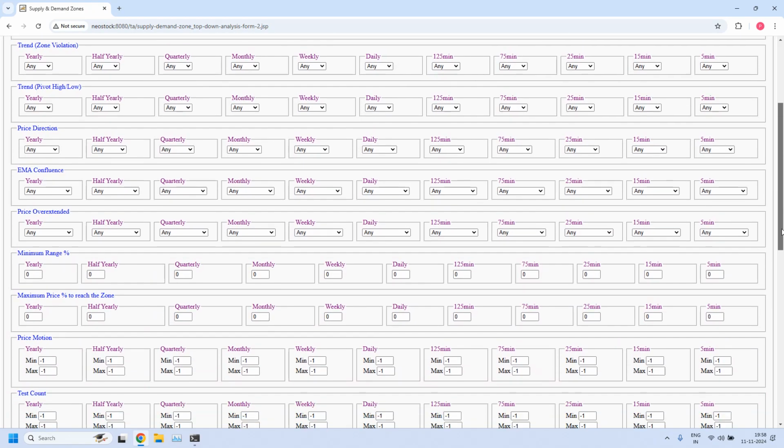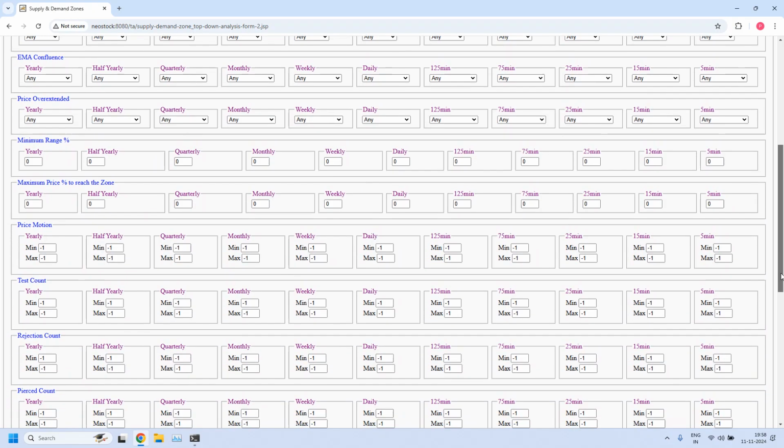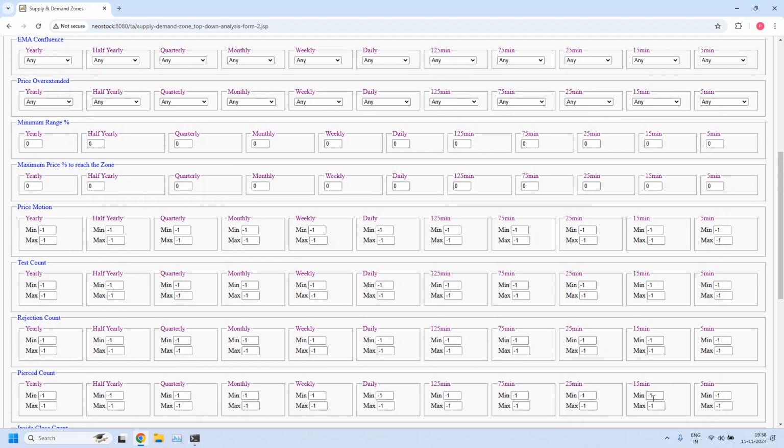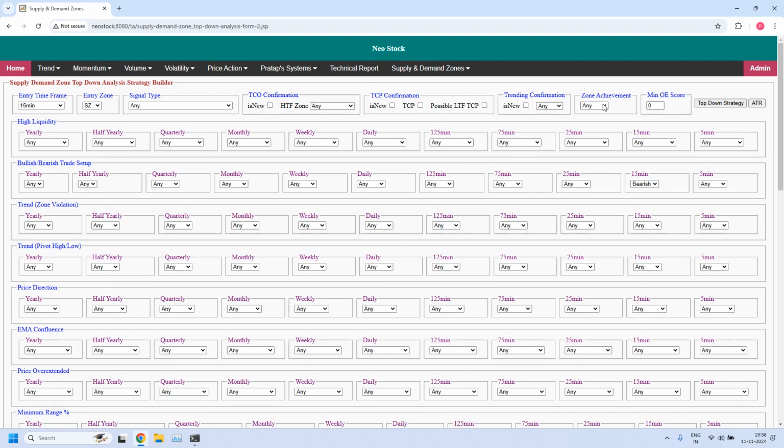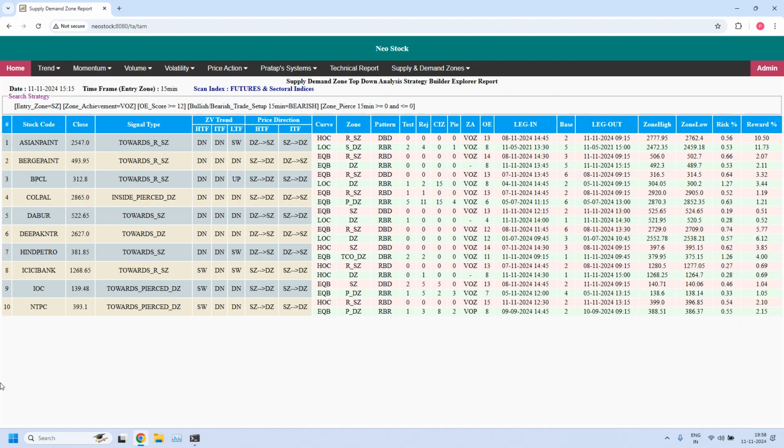So in the pierced count, at 15 minutes time frame, I am setting minimum value 0, maximum value 0. Zone achievement VOZ, minimum order enhancer score 12. All three filters are applied to the 15 minute supply zone. We got 10 stocks. Currently these 10 stocks are supporting a bearish trade setup for daily income trade.